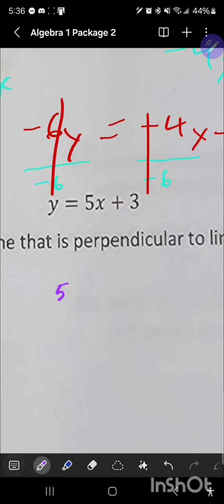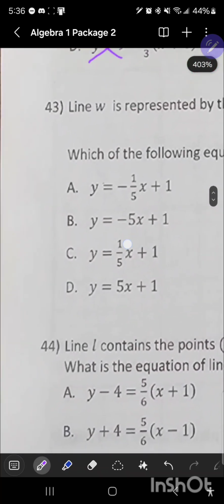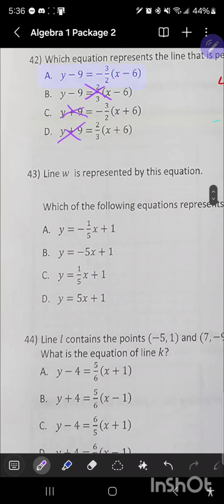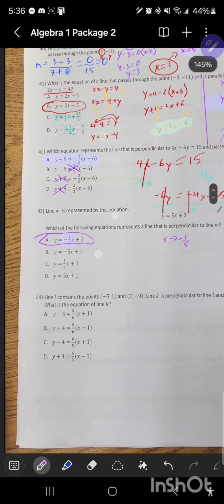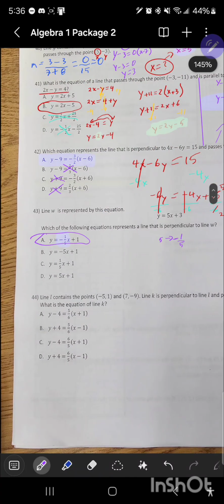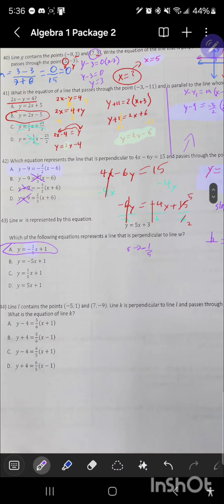So we have 5. The reciprocal will be 1 over 5 because 5 is 5 over 1. If you don't see it, the bottom is just 1. And this is positive, so our answer needs to be negative. And when I'm looking here, hey, this is my negative 1 over 5, so this is the answer. That's it. That was all we needed to do. We didn't need to do anything else.